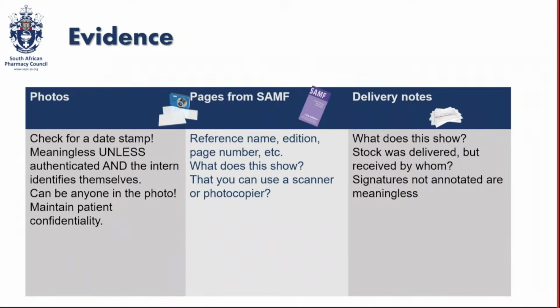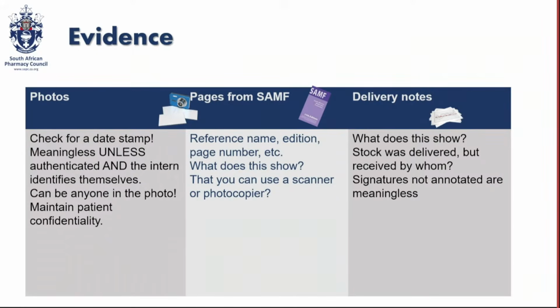And then patient confidentiality. So they must block out the patient's eyes. Pictures or pages from the SAMP: so the reference name, edition, page number. What does this show in terms of the SAMP? Is it really them just showing us that they could use a scanner or a photocopier?